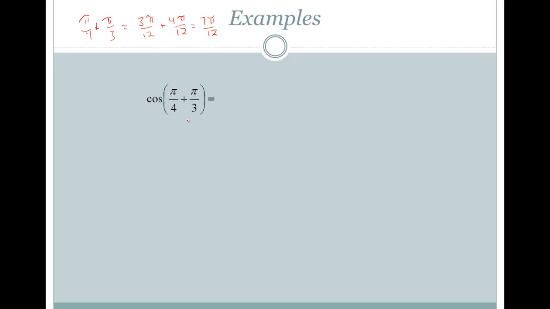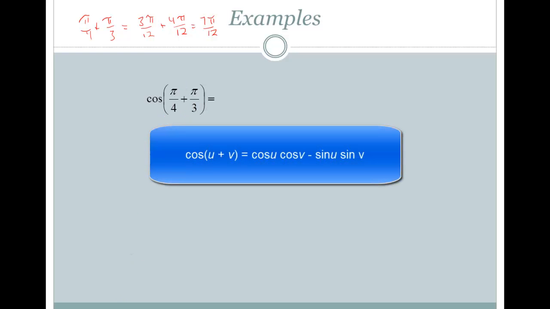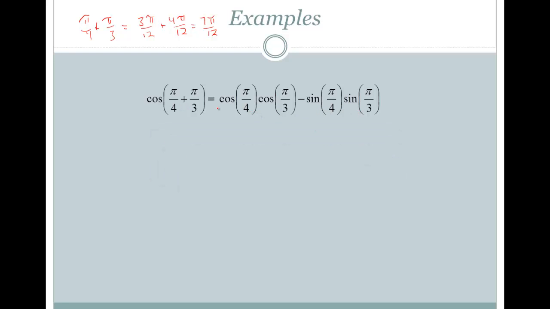So if I break that up into this stage like this, I can use one of my sum or difference formulas. The formula here for cosine, this is a sum one, is cosine of the first times cosine of the second, minus sine of the first, sine of the second. I know what cosine pi over 4 is, I know what cosine pi over 3 and sine pi over 4 and sine pi over 3 are. So that's why this is a useful formula for us.